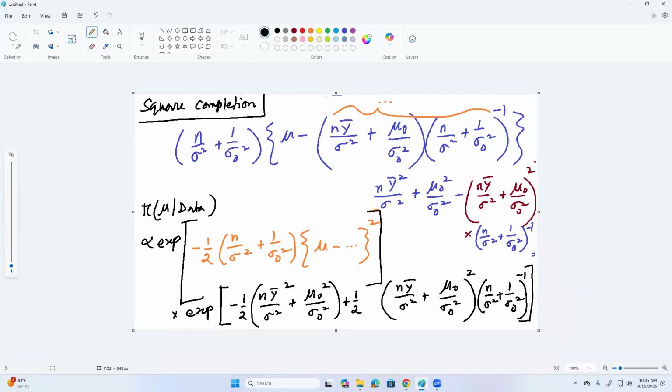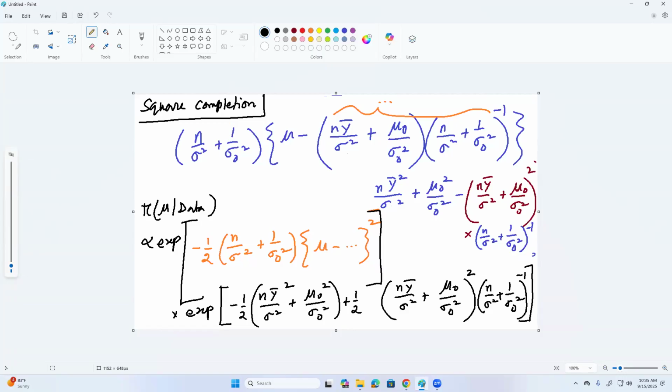Now, when I consider the posterior distribution of mu, you see the second term. I have the two terms. One is the exponent with the orange color term, and the second term, exponent with some terms. The second term does not involve mu anymore. It is purely a constant term. No unknown parameters are there. So it is a proportionality constant. I simply ignore that part.